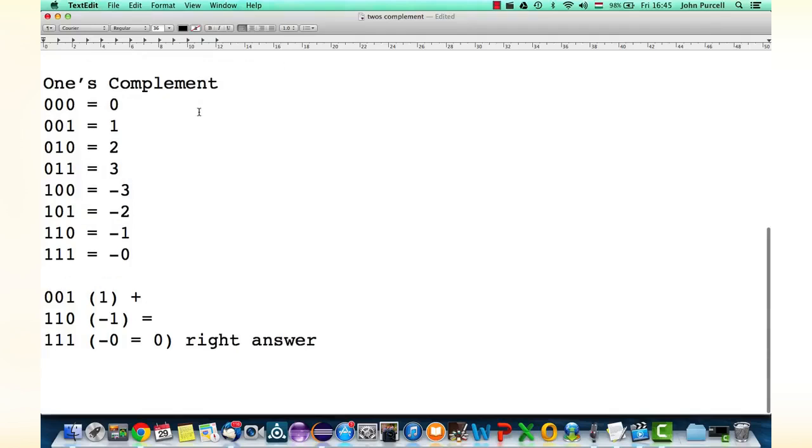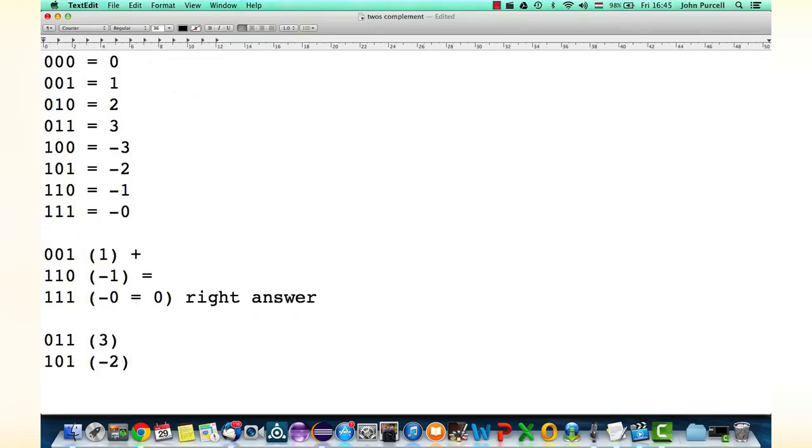Now there is a bit of a complication sometimes, because let's take a look at what happens if you add, let's say, 0, 1, 1, which is 3, to minus 2, 1, 0, 1. Let's try that. So we're going to add 3 to minus 2, and of course we expect to get 1. I'm going to put a 0 at the beginning of these. So of course, as with decimal, you can put a 0 at the beginning of a number and it doesn't make any difference to it. Like 007 still means 7 in a decimal system, so we can do that.